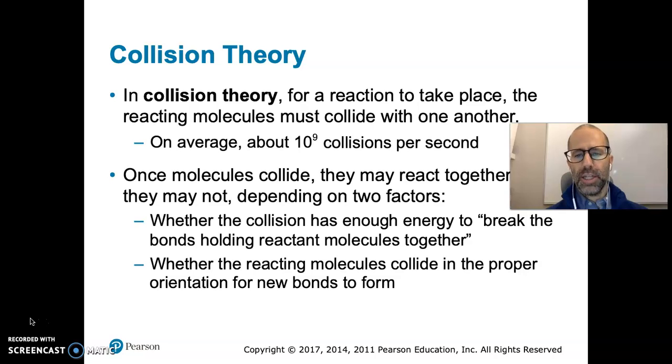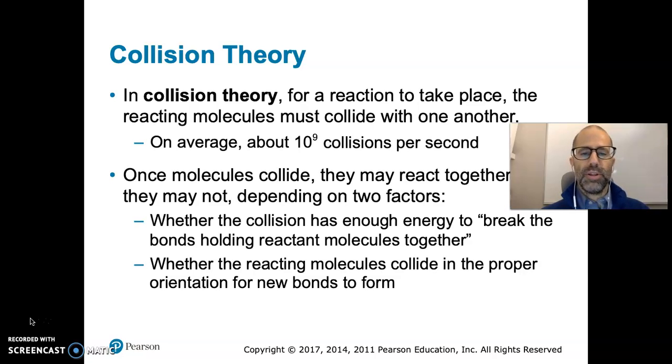So once the molecules collide, they may react together or they may not, right? It depends on two other factors. So they collide. This is going to depend on whether the collisions have enough energy to break the bonds that are holding the reactants together. If they just hit lightly and bounce off, there's no reaction going on. Unless the bonds break, reactants aren't going to rearrange their atoms. So you need enough energy for the collision to cause breaking of bonds.